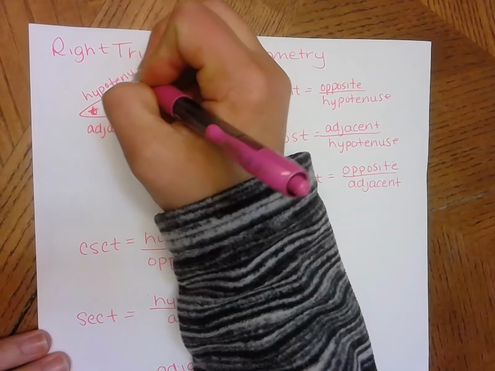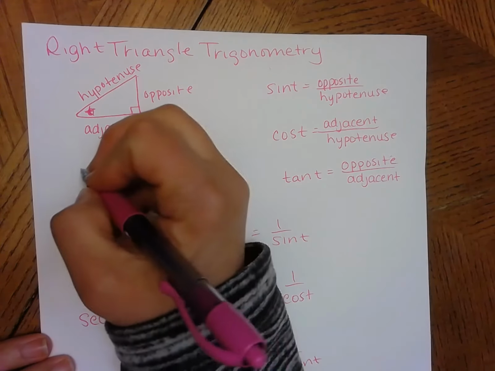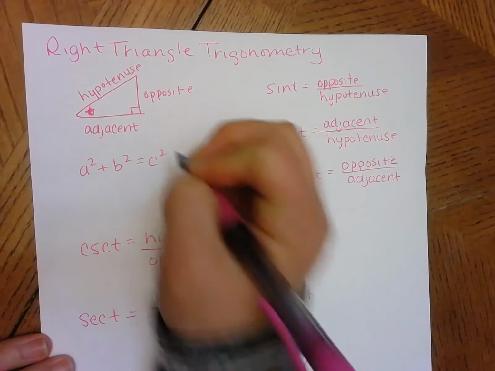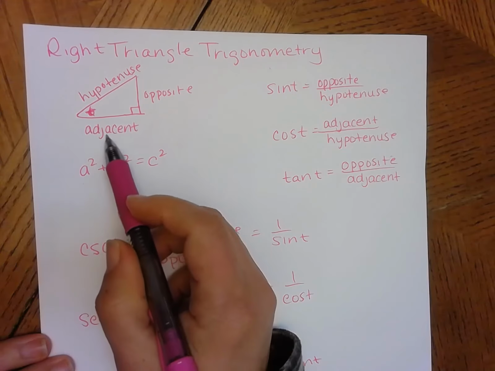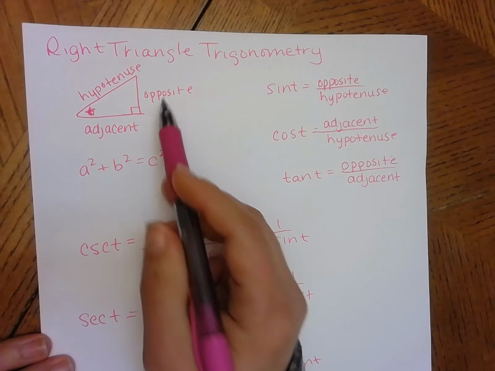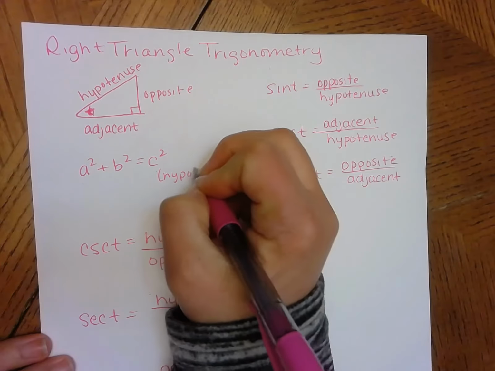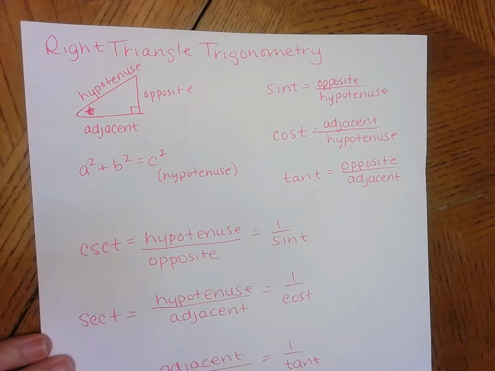Now, something else that we're going to use a lot is the Pythagorean theorem, which basically says that a squared plus b squared equals c squared, where these are the legs of a right triangle, so that would be like the adjacent side squared plus the opposite side squared equals c squared, which is always the hypotenuse. And this applies only to right triangles, okay?